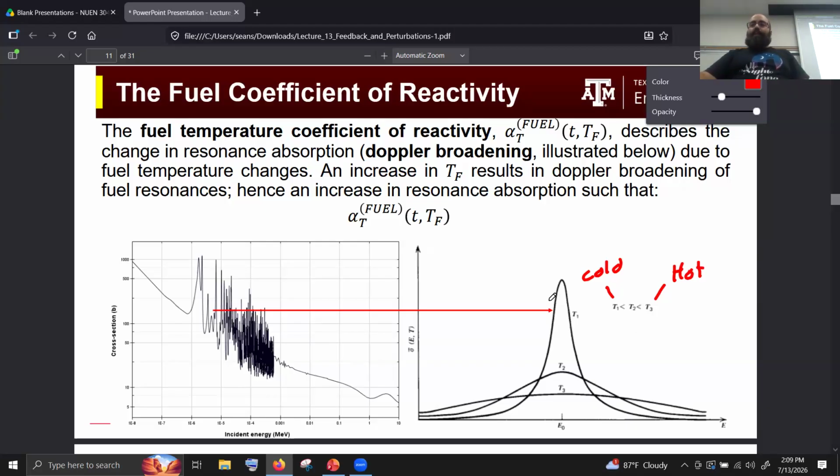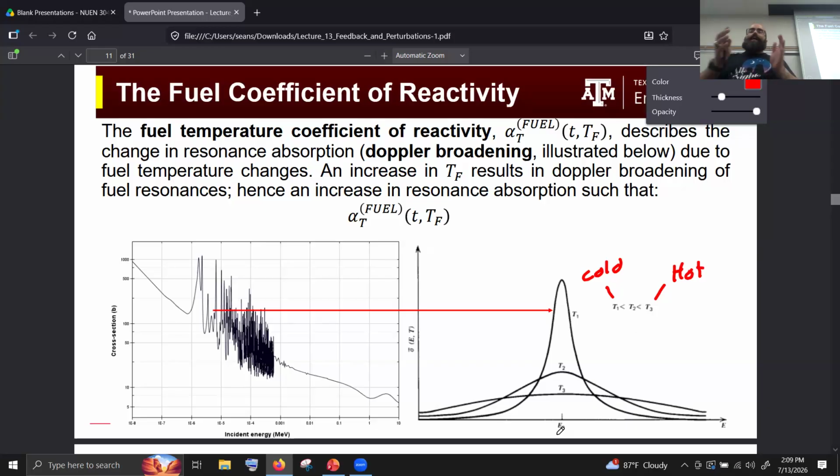So if you think about it, the area under each of these resonances is about the same, but you're decreasing the peak and spreading out the resonance itself. If E0 is the energy of the neutron that would very easily get captured in the resonance at T1, as I broaden those resonances, it means that neutrons at a wider range of energies are more likely to get caught up inside of the resonance.